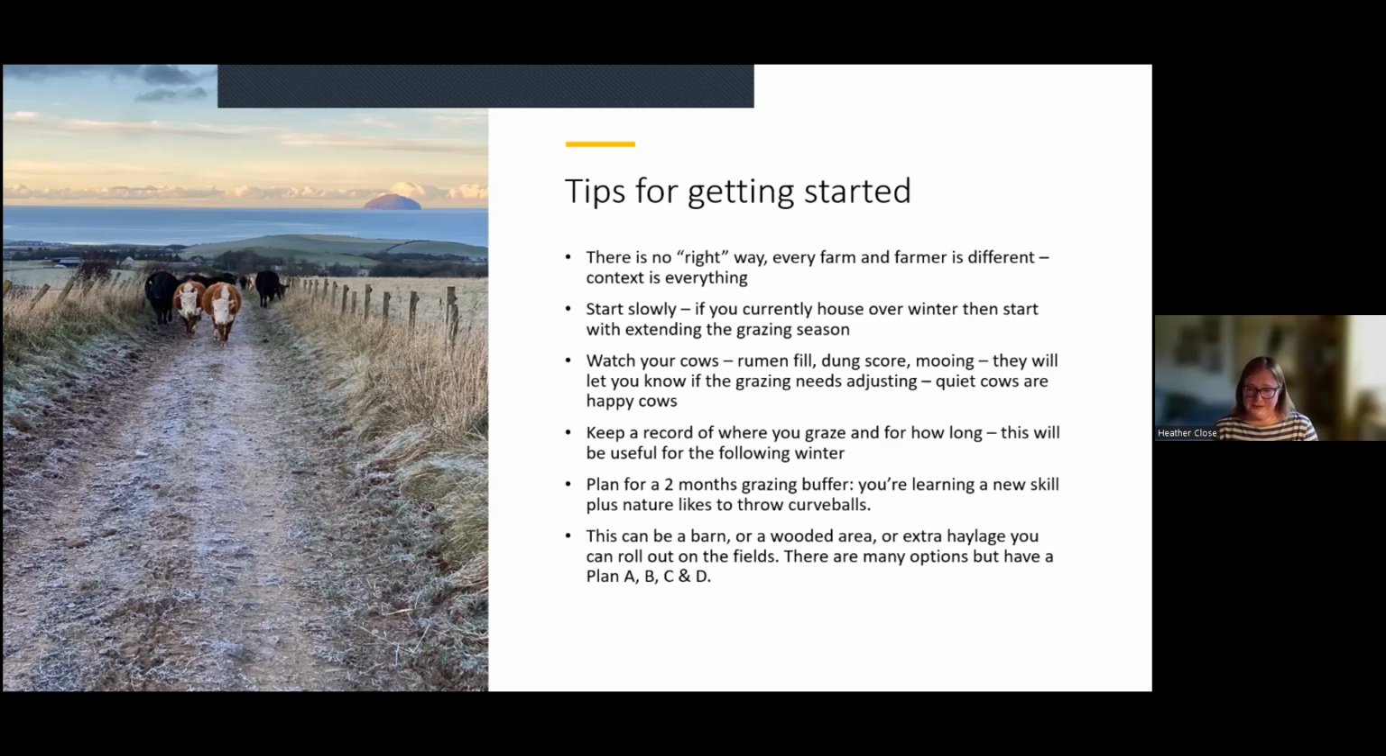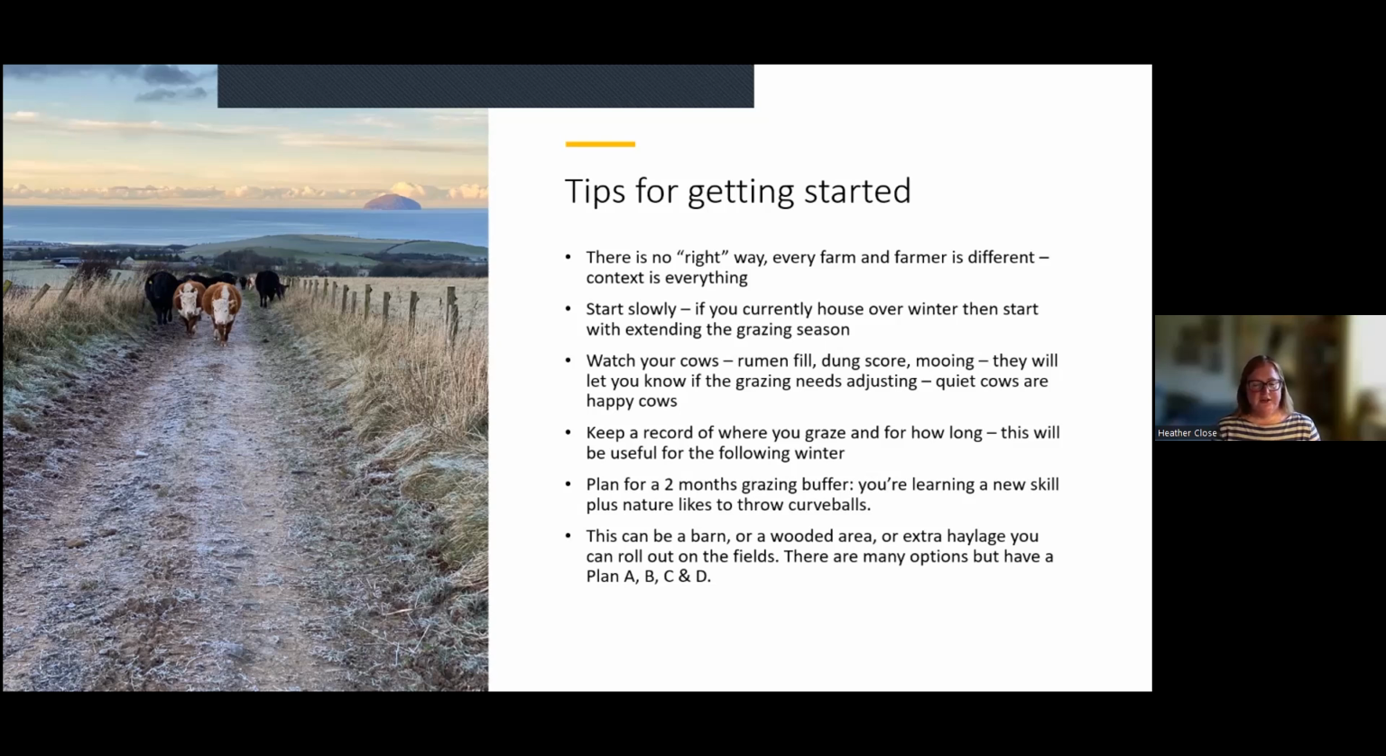Keep an eye on your cows: rumen fill, dung score, mooing. They will let you know whether they want anything adjusted. Quiet cows are happy cows. If they're mooing at you, they're trying to tell you something. I find it really important to keep a record of where and how you graze and for how long. The first time you try this, there's no way you can pretend to plan. Just record where they have been, and then next year that information will help you start to plan. Well, you can have a plan, but expect not to follow it.